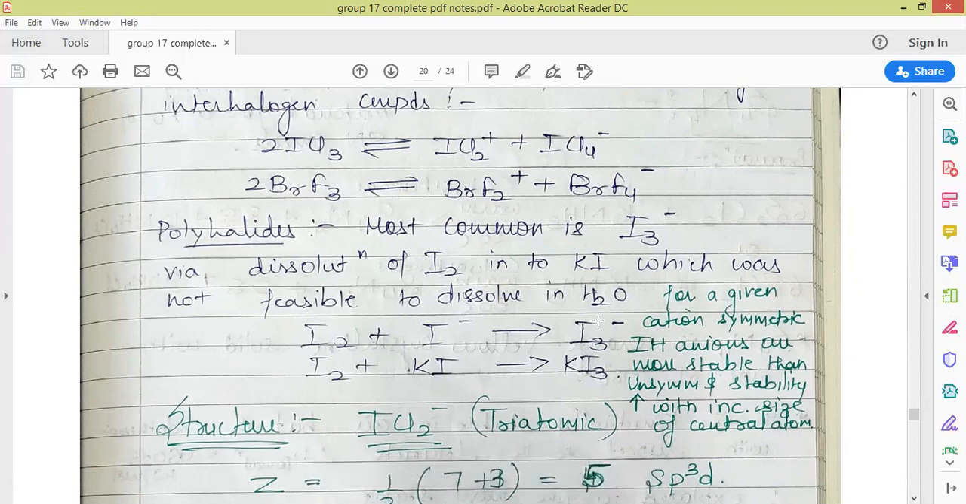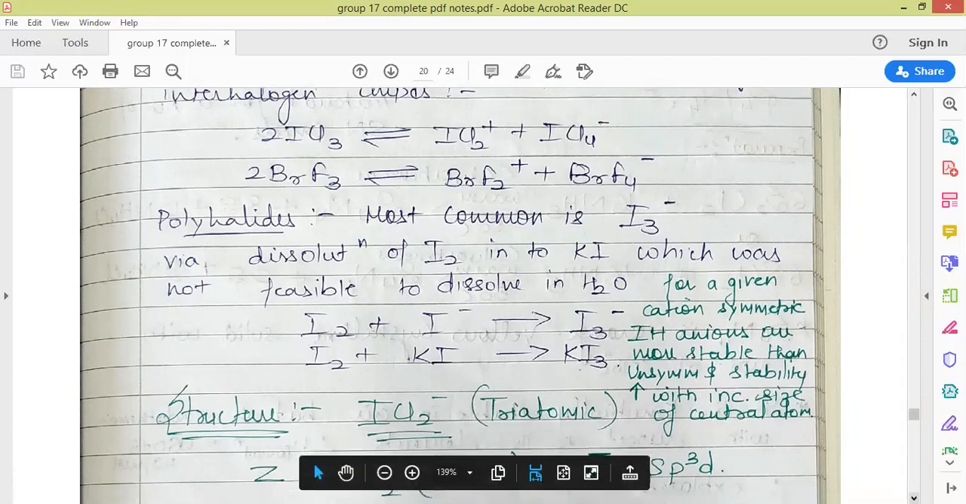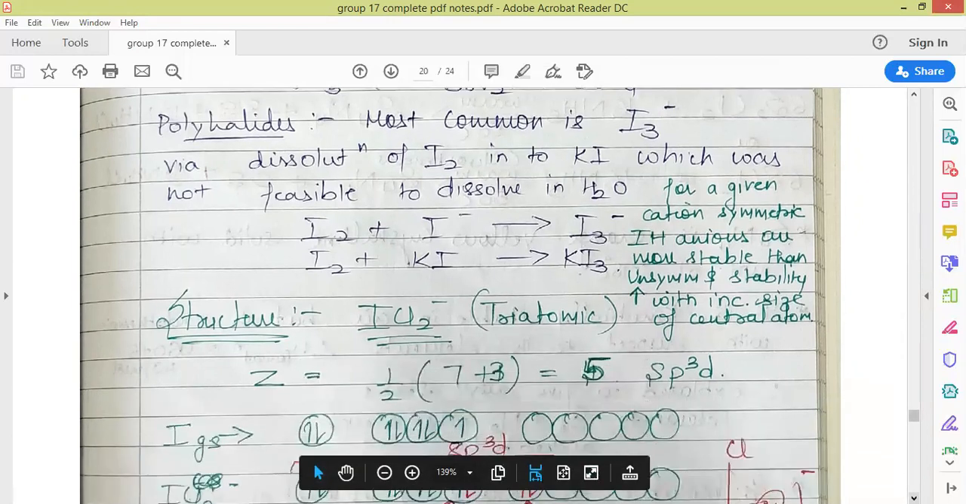dissolved in water. So for a given cation, symmetric interhalogen anions are more stable than unsymmetric, and stability increases with increase in size of the central atom. So for the stability of these polyhalides or the interhalogen anions, for a given cation, the anion which is more symmetrical and which has a bigger central atom is going to be more stable.